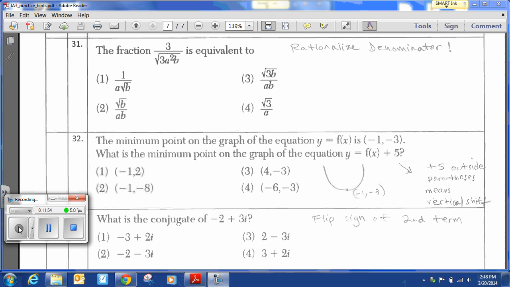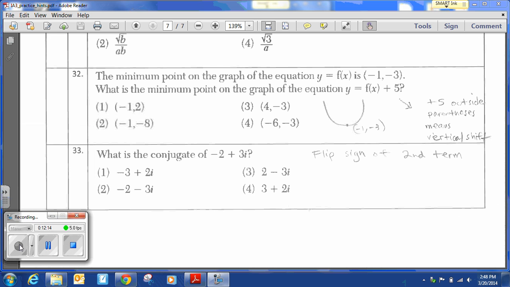Number 31, you want to rationalize the denominator, meaning you want to multiply the numerator and denominator by this radical, 3a squared b. You could also just free up the a squared first, because the square root of a squared is just a. So that would give you less to rationalize.